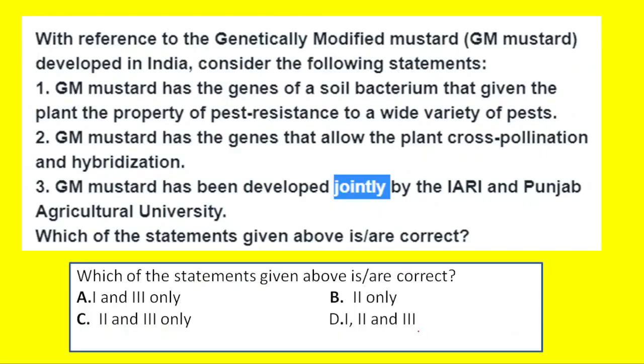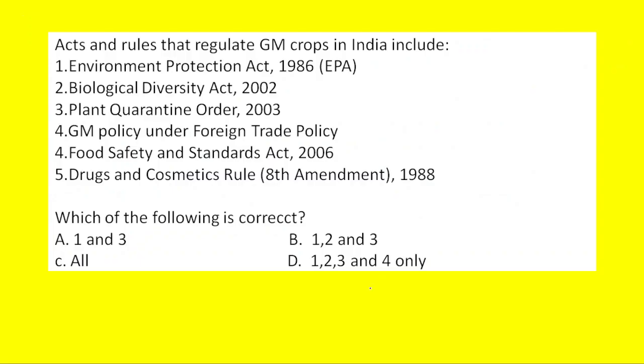Now we are jumping to one of the questions: genetically modified mustard. This is a question from the prelims. GM mustard has a gene of soil bacterium that gives the plant the property of pest resistance. No, it is not pest resistance, it is about cross pollination. So option one is wrong. GM mustard has a gene that allows for cross pollination. Yes. GM mustard has been developed by, no, it is not developed by this. We have already discussed that GM mustard was developed by Delhi University. Okay, so option B will be right.